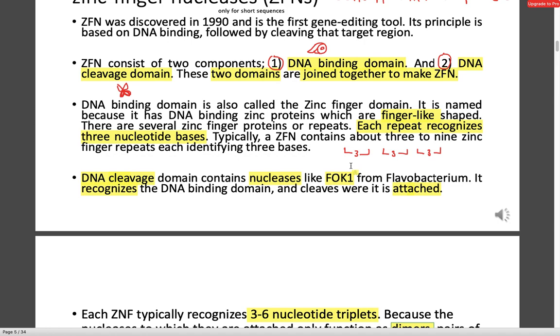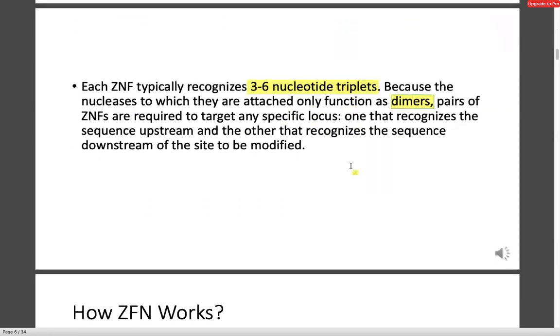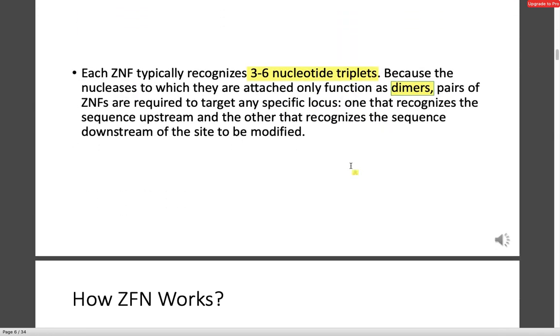Okay, and then each ZFN typically recognizes 3 to 6 nucleotide triplets because the nucleases to which they are attached only function as a dimer, like the explanation in the YouTube just now. Alright, a pair of ZFNs is required to target any specific locus. One recognizes the sequence upstream and the other recognizes the sequence downstream. If you remember our YouTube video earlier, there was one above and one below, right? So that's the meaning of upstream and downstream.